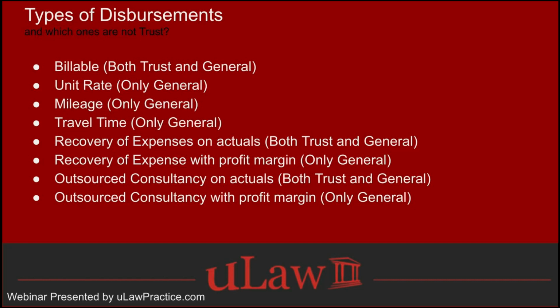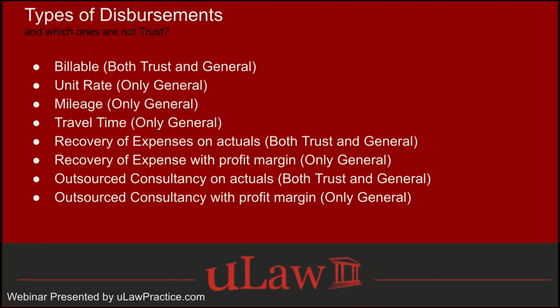Now, the outsourced consultancy on actuals are okay to be done from trust and general. So if there's anything with actuals, including or involving actuals, can be done from both trust and general. So there's nothing saying that only trust. If you notice here, there's only general. There's both trust and general.